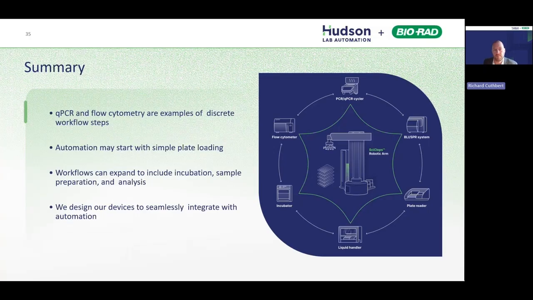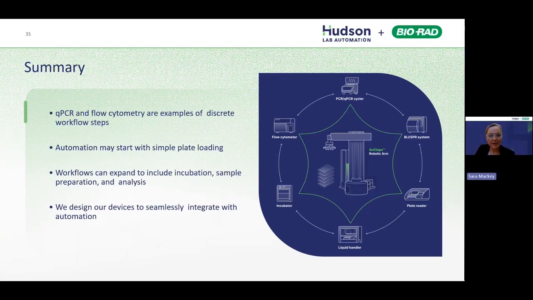So in summary, qPCR and flow cytometry are examples of discrete workflow steps. As we've seen, automation may start with a simple plate loading, and workflows can expand to include incubation, sample preparation, and analysis. And of course, we design our devices to seamlessly integrate with automation. So I've spoken about some of the tools we've developed at Bio-Rad. I'm going to pass back to Sarah, who will talk about how Hudson has built up tools to support workflow automation.